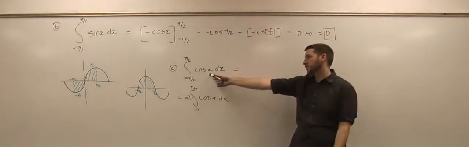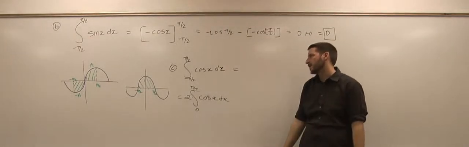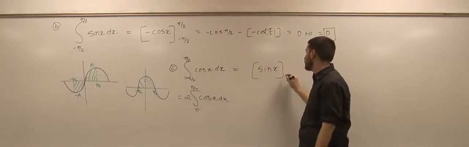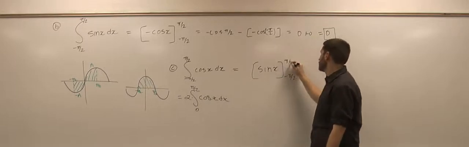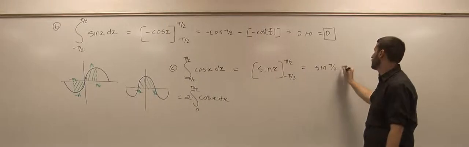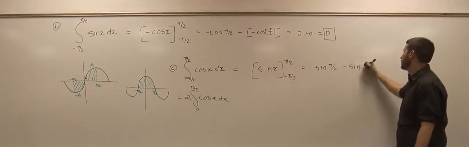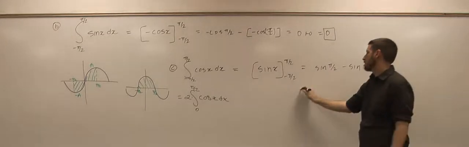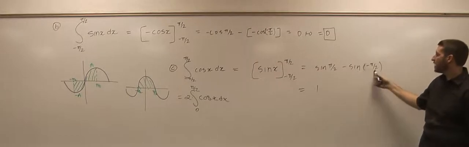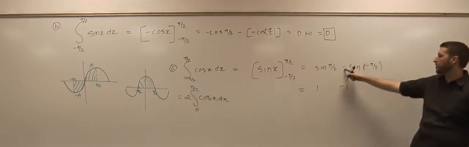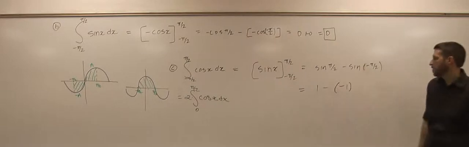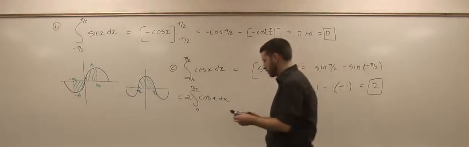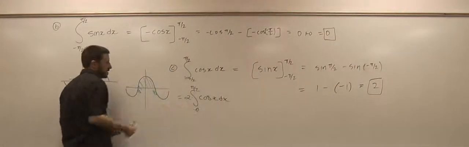Because I can actually just go through and do this. What's an antiderivative for cosine? Sine. Because the derivative of sine is cosine. Then I have to evaluate from negative pi over 2 to pi over 2, which means I do sine of pi over 2 minus sine of negative pi over 2. Sine of pi over 2 is equal to 1. Sine of negative pi over 2 is equal to negative 1, but you have a minus here. So I don't cancel, it actually gives you 2.